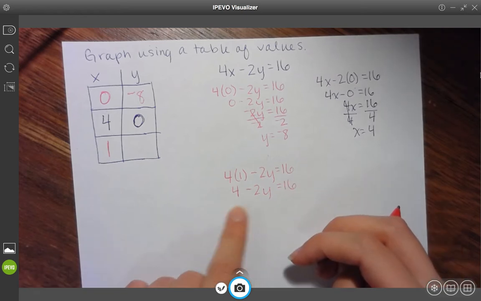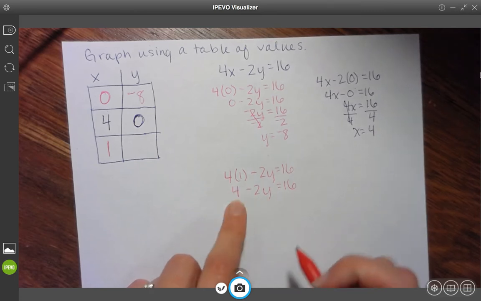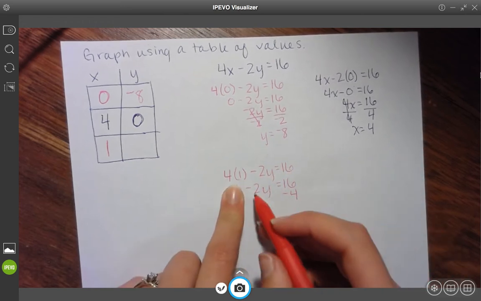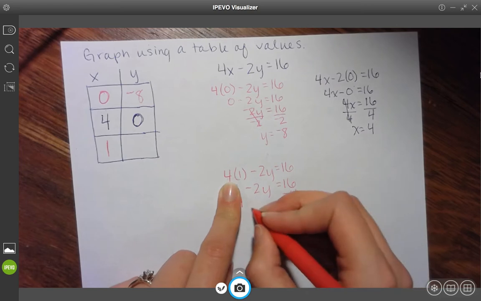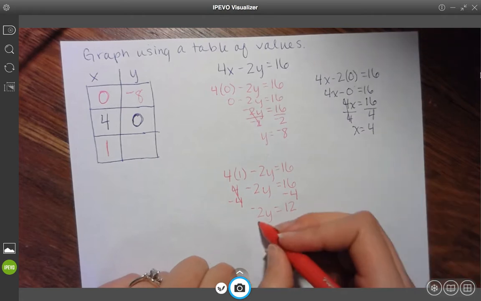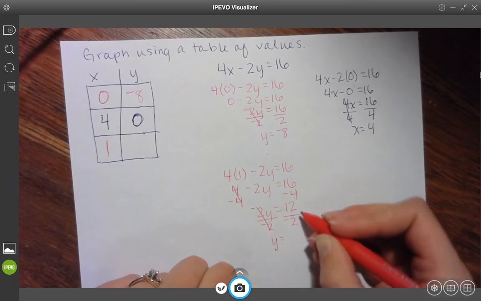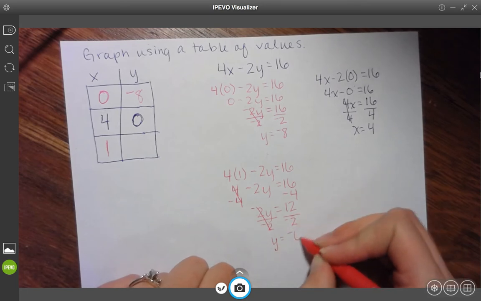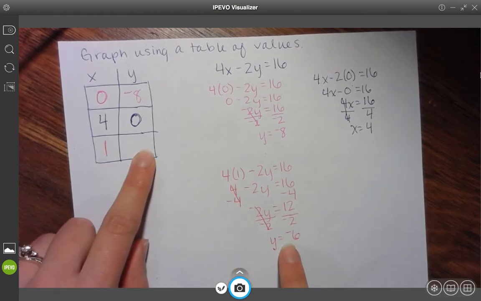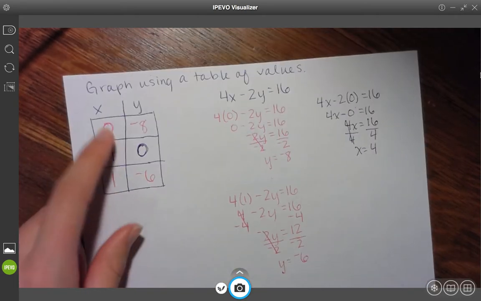Okay, I'm solving for y. I need to get rid of either the 4 or the negative 2 first. I need to get rid of the 4 first. It's a positive, so I subtract it from both sides, cancels. So now that canceled, I have negative 2y left. 16 minus 4 is 12. Divide by negative 2 on both sides. That'll cancel, and I get y equals 12 divided by negative 2. It's negative 6. So when I put 1 for x, I get negative 6 for y. All right, so now I fill out my table of values.